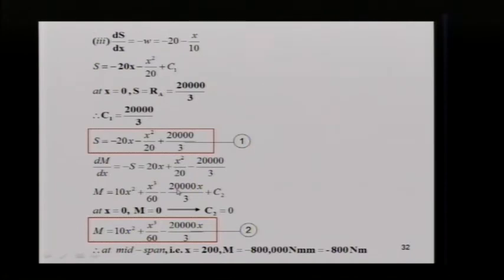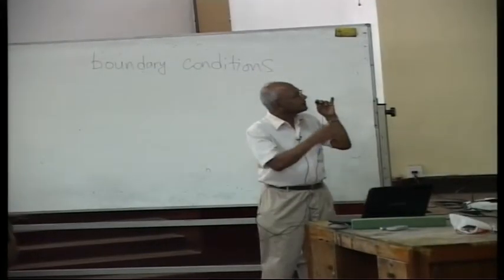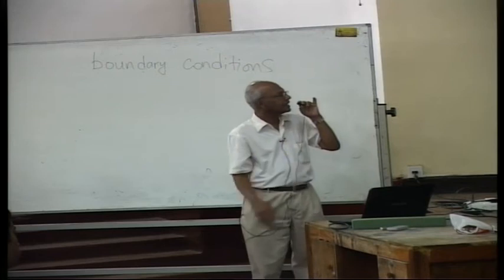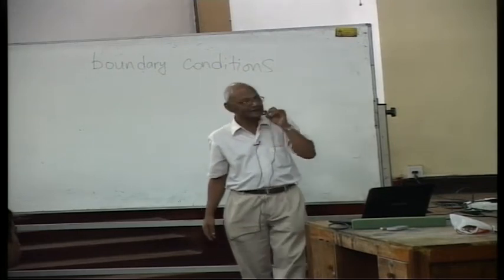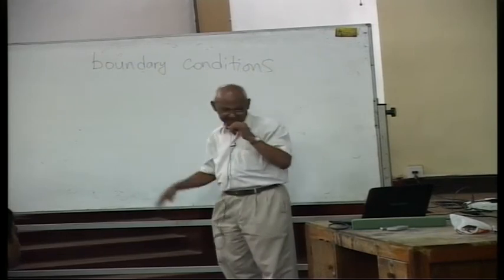So now it's very simple. What is the value of bending moment at midspan, which is one of the questions that you have been asked, the third question, I think? Wherever you have x, you put 200, right? So you will get 800,000 newton millimeters.